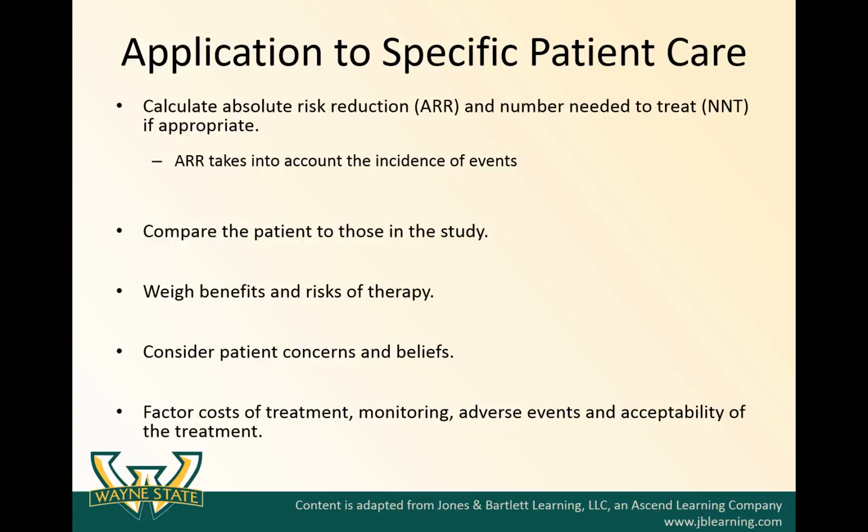So calculating absolute risk reduction rather than the relative risk reduction, because the absolute risk reduction takes into account the incidence of events, whereas relative risk reduction does not. And calculating the number needed to treat if appropriate. Compare the patient to those in the study. Does your patient match similar baseline characteristics as those included? Weigh the benefits and risks of therapy. And consider patient concerns and beliefs. Remember, this goes back to our very first lecture on evidence-based medicine and patient-centered care. And then factor the cost of treatment, monitoring, adverse events, and acceptability of the treatment.